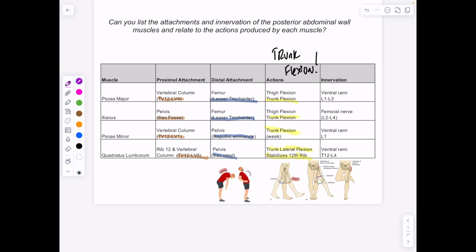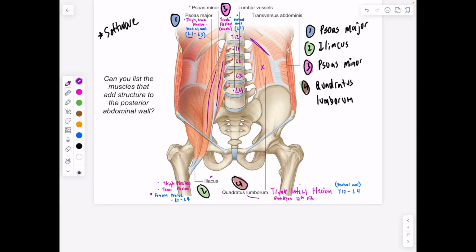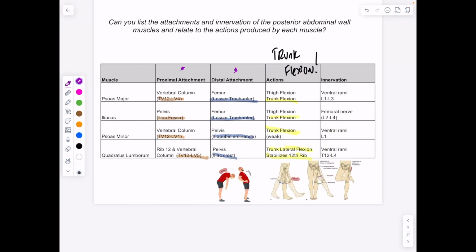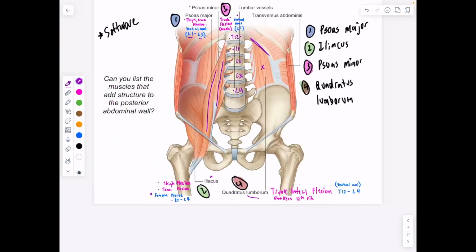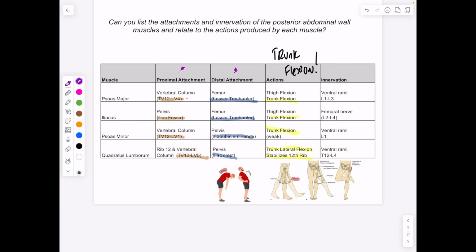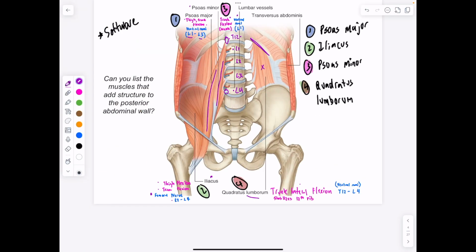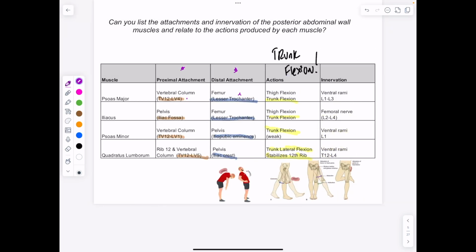So this is the same thing, just in table form. Specifically, we didn't mention the attachments. The psoas major is attaching to the vertebral column, which you can see here, and that's TV12 to L4, so that makes sense. The distal attachment is on the lesser trochanter of the femur, so right here. And then we see that with the iliacus as well. The iliacus is coming from the pelvis, the iliac fossa.